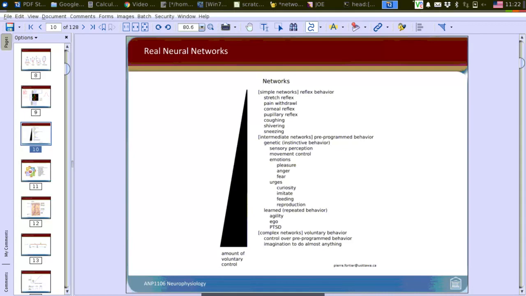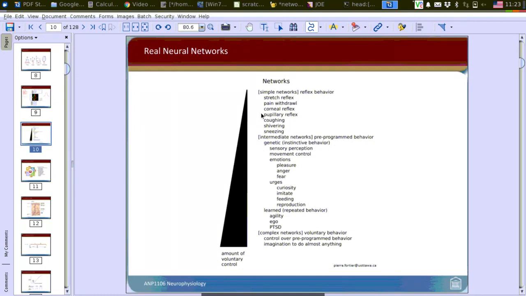Our ability to adjust or modify and control these networks is greatest for the complex. Here the amount of voluntary control is shown by the width of this area. So for the complex networks, that's the ones where we have the greatest ability to control. We have less ability to control the intermediate networks, which are the pre-programmed responses. And then we have even less control over the reflex pathways.